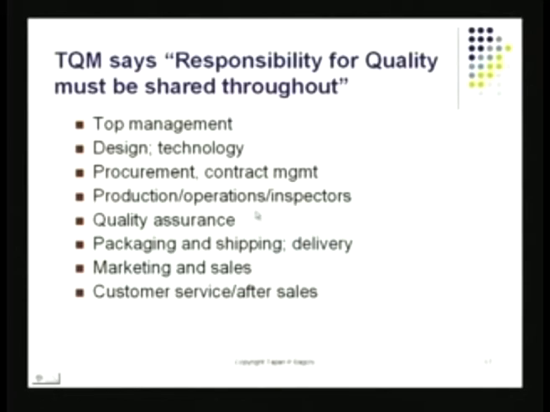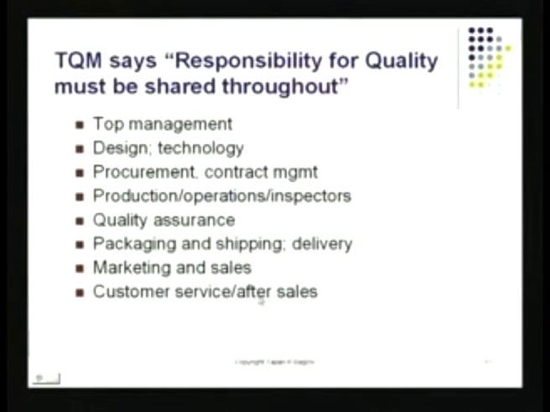And clearly production operations people and inspectors, their prime job is basically quality. Then quality assurance people, these are the people who take preventive actions. They certainly have a very big role to play in the management of quality, and they are definitely going to be responsible for this. Then packaging and shipping people, that also can be pretty vital. When the package is opened, suppose there is some damage and so on, that's also going to be important.